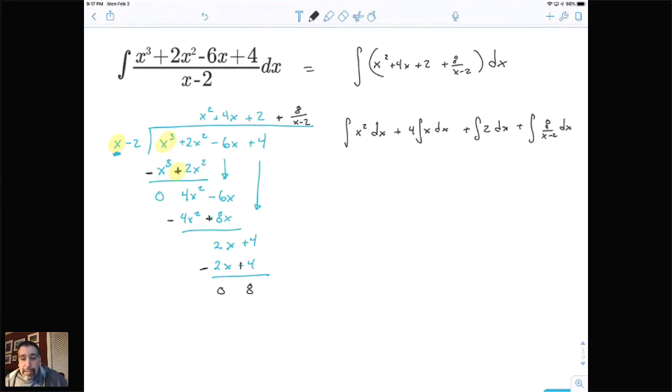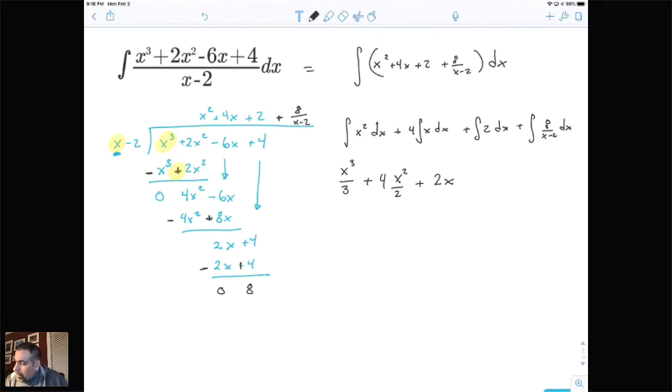But the first three match up to our integrals that we just know. They're all x to the n. So this one's going to be x cubed over 3. The next one, that x is going to be x squared over 2. But we're going to give that 4 a free ride to the answer. The next one, we're going to integrate 2. We're going to get 2x.